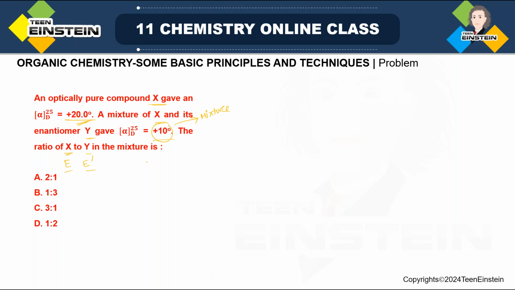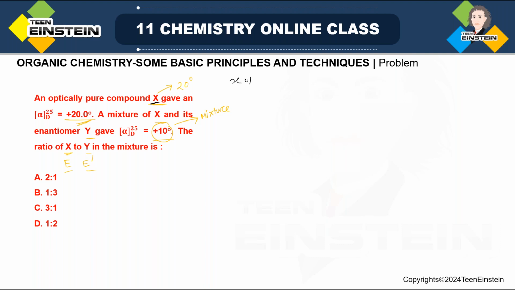So how will we solve this problem? Now, as mentioned, for X it is 20 degrees. This information is given. So what will we do? Suppose X is present with the percentage small x.